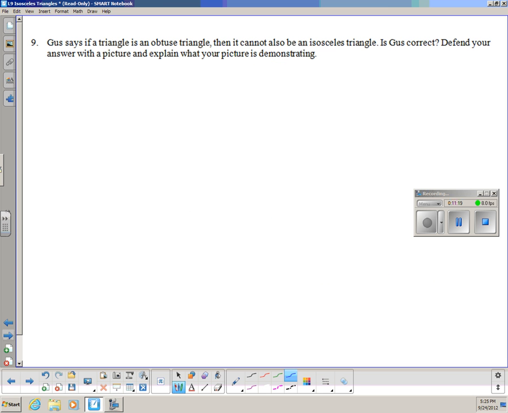Number 9 says, Gus says if a triangle is an obtuse triangle, then it cannot also be an isosceles triangle. Is Gus correct? Well, Gus is not correct. And I'm going to just draw a little picture here to explain why. So imagine if I had a really big fat angle here and two equal sides. Well, now you have an isosceles triangle that is obtuse.